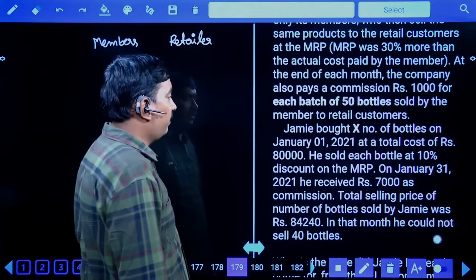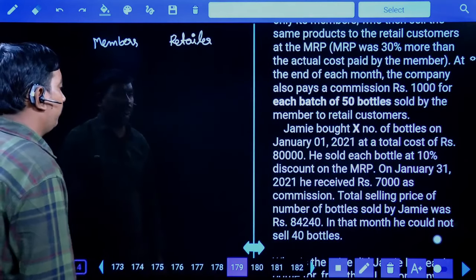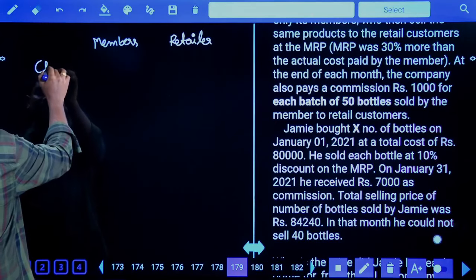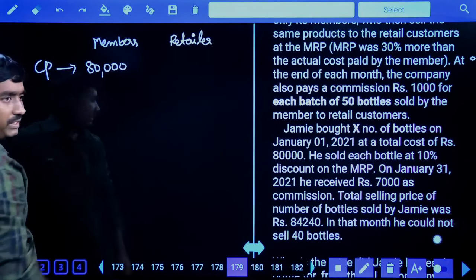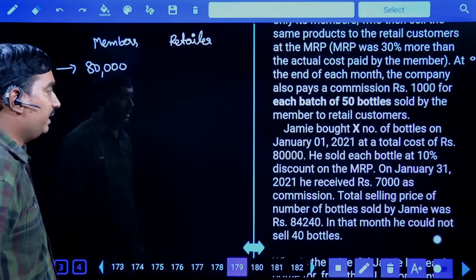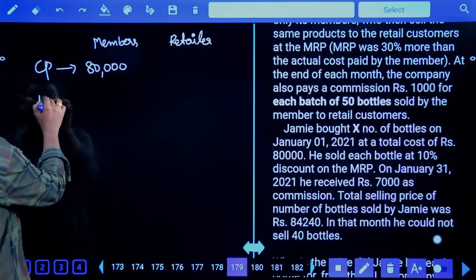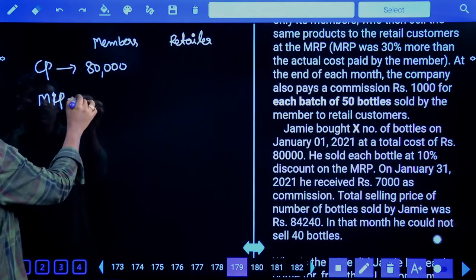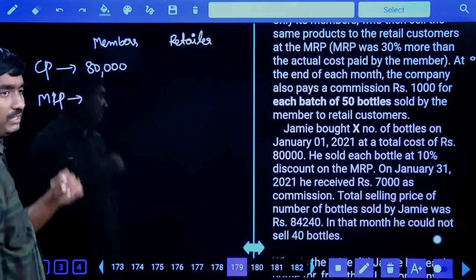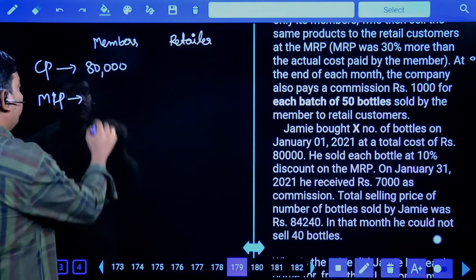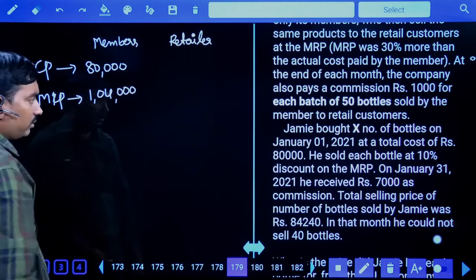Jami bought X number of bottles on January 1, 2021 at a total cost of 80,000 rupees. The cost price of Johnny is 80,000 rupees. Johnny is a member. Cost price is 80,000 rupees. And MRP is always 30% above the cost price. 30% above the cost price means 3 8s are 24. 24,000 above means 1,04,000.